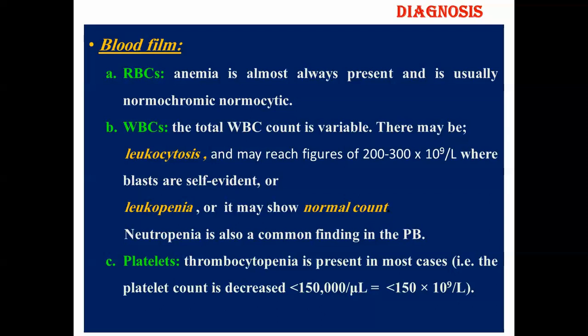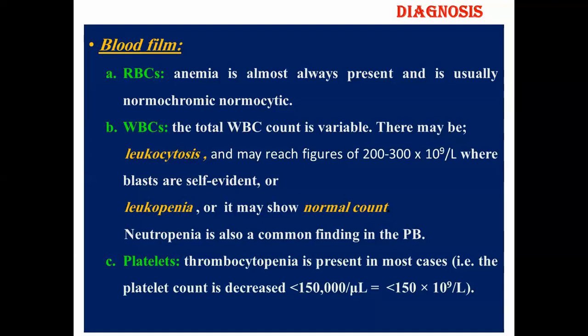أكيد إذا عندي leukocytosis reaching this high number, أكيد the blasts will become evident and clear, and I see them so prominently. Or leukopenia, yes, if the bone marrow suppression is so severe, I can find the patient with leukemia but has leukopenia. In this case, even the blasts are not so evident as in the patient with leukocytosis. I find them in the peripheral blood, but not so evident.